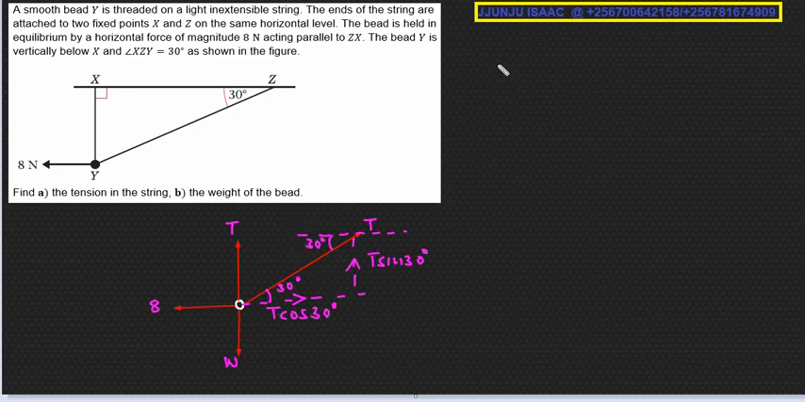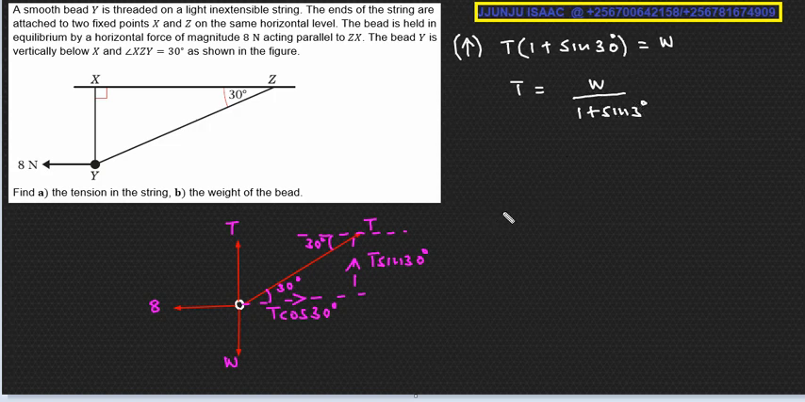The necessary equations would be, vertically, T plus T sin 30, that is 1 plus sin 30. If I factorize out the T, should be equal to the weight, meaning that the tension will be equal to the weight over 1 plus sin 30 degrees. That is the tension. Let us call that one equation 1.